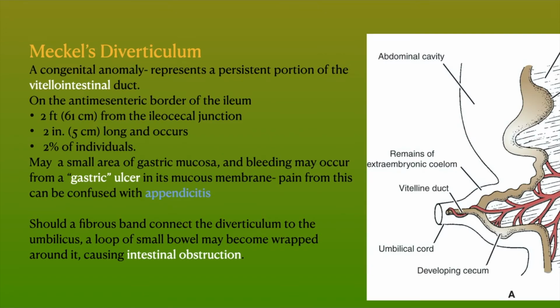Meckel's diverticulum. This is a congenital anomaly which represents a persistent portion of the vitellointestinal duct. On the antimesenteric border, that is on the opposite side to where the mesentery is attached, you would find this 2 feet from the ileocecal junction. It is about 2 inches long and it's present in 2% of people.